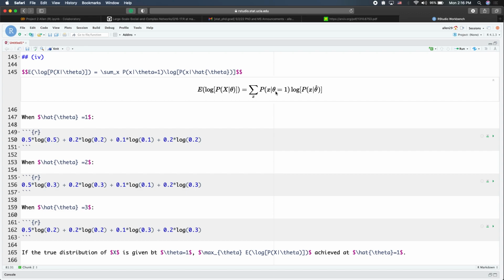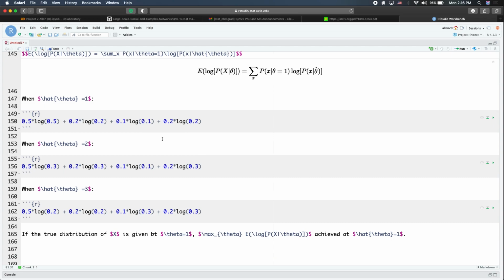And when theta equal to 1, we just sum over all possible x, and then this is the probability distribution, because we are trying to calculate the expectation. Expectation for the discrete random variable is the sum over the probability multiplied by the function in here. So this is the probability under theta equal to 1 multiplied by this term here. And now we can just plug in the numbers for each of the theta.